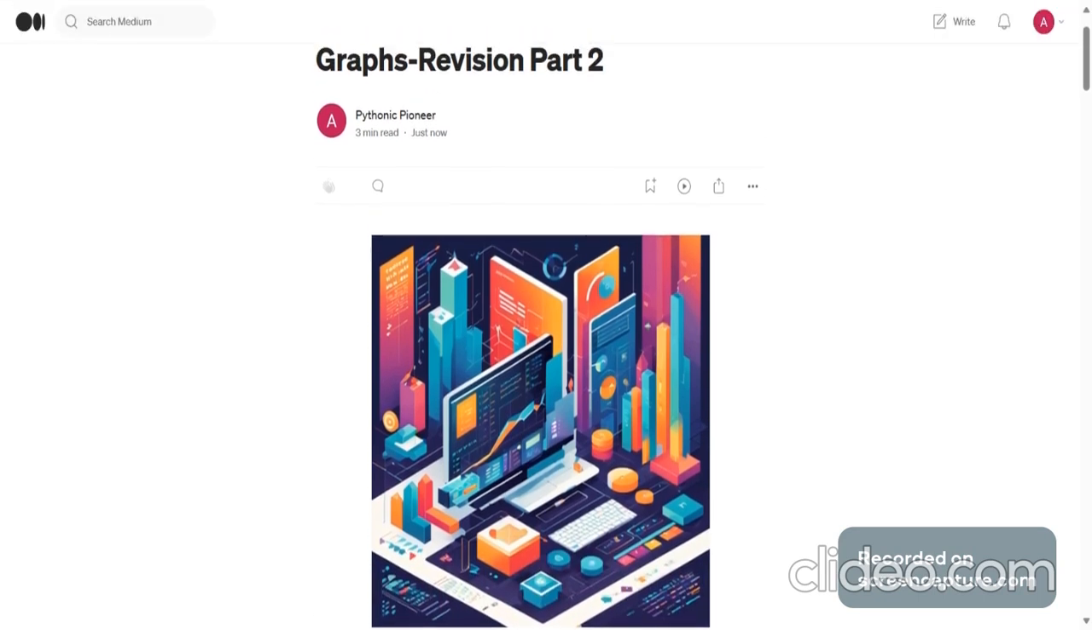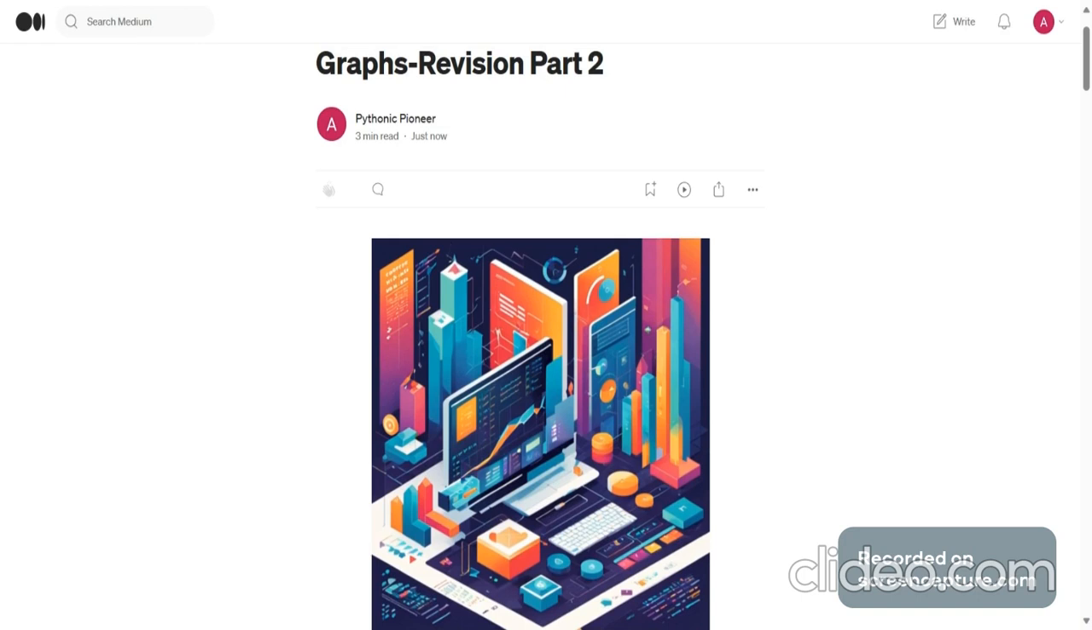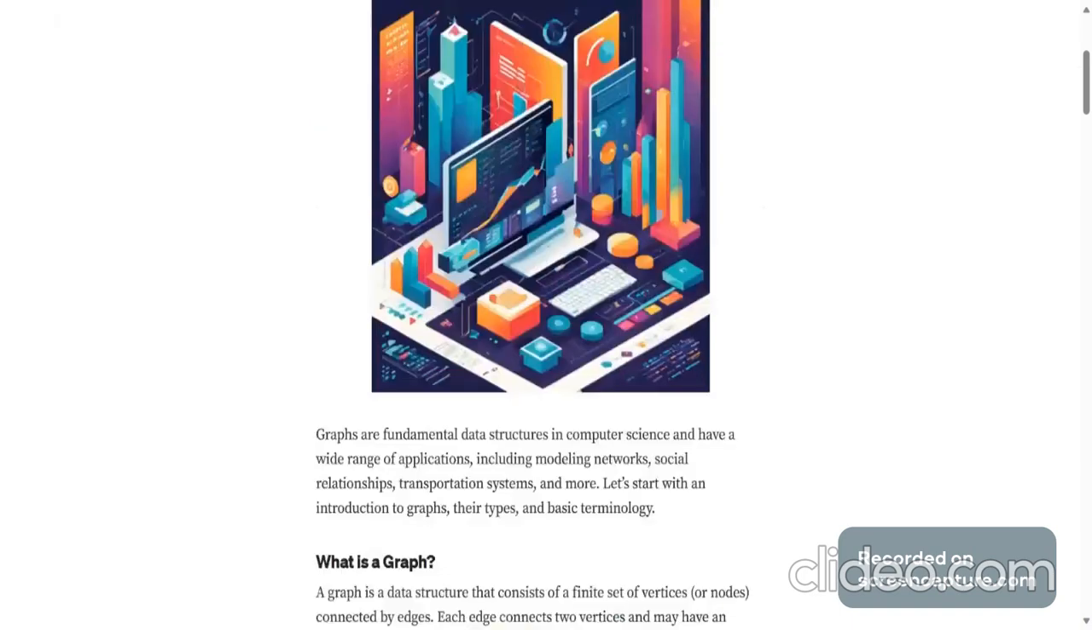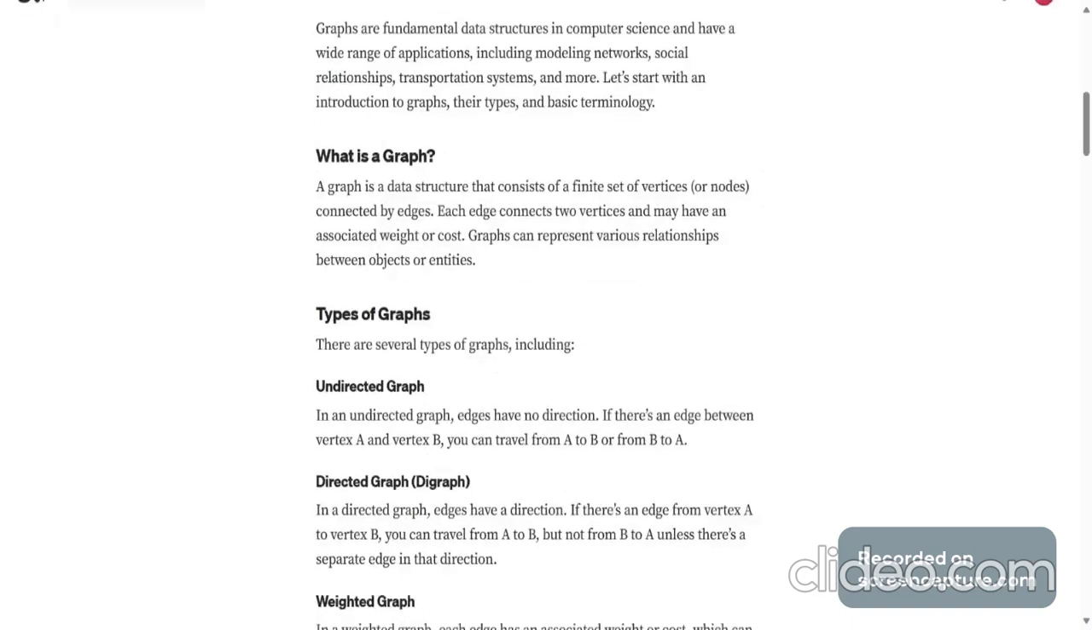I will be revising along with all of you guys, so let's get pumped up and ready to revise some code. What are graphs? Graphs are fundamental data structures in computer science and have a wide range of applications, including modeling networks, social relationships, transportation systems, and more. Let's start with the introduction to graphs, their types, and basic terminology.